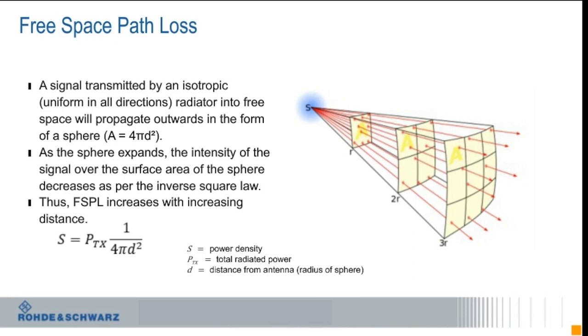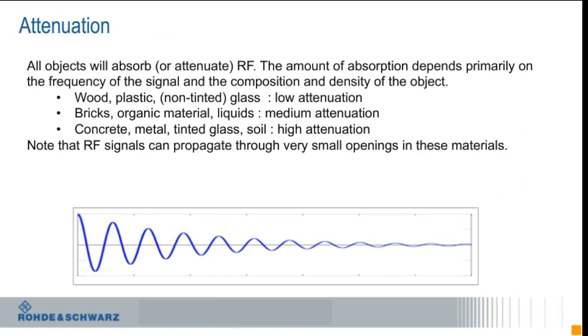Attenuation is more or less the signal getting smaller. It's a fancy way of saying loss. All objects will absorb or attenuate RF. If you have your cell phone and walk behind a brick wall, sometimes your phone call drops, and it's because the signal is getting attenuated. There are other things that happen too, but that's one of the primary ones we're going to talk about. Different materials have different attenuation characteristics.